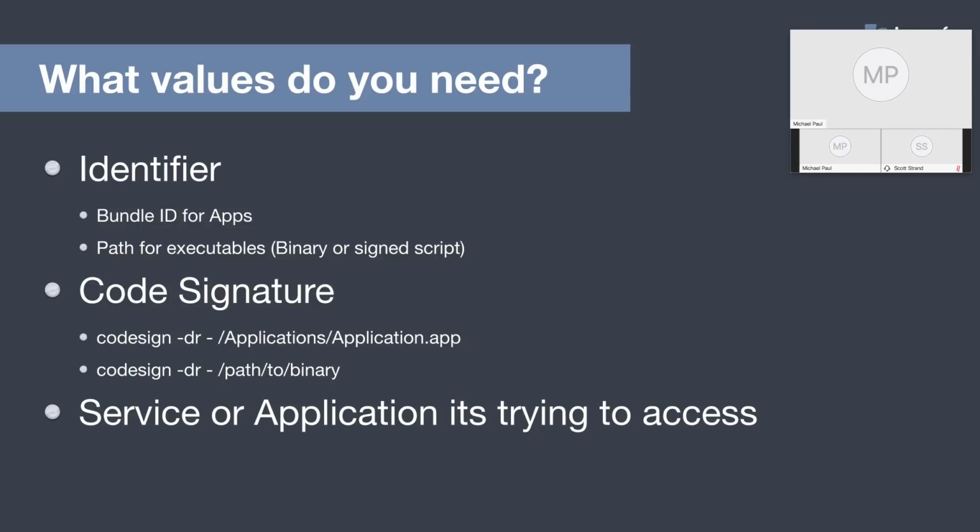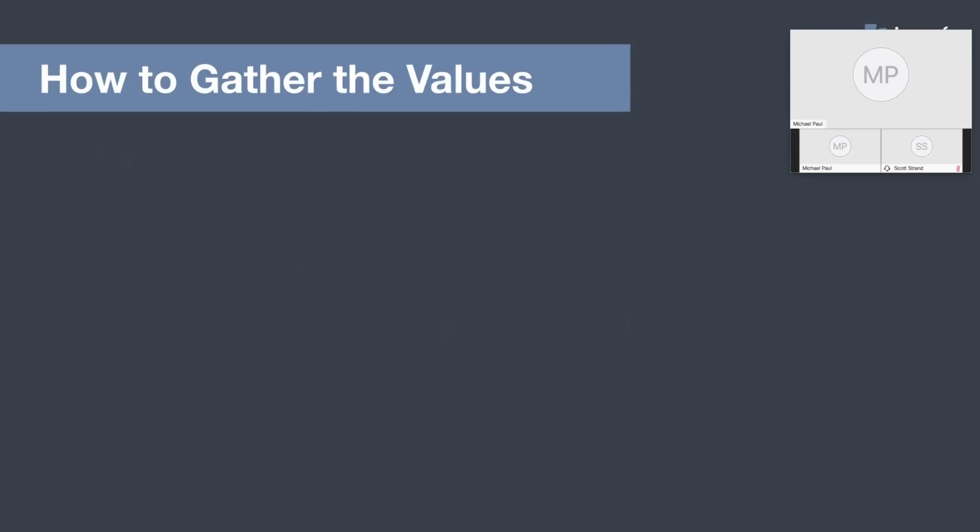Unfortunately, that is a requirement for this to work. So I get the identifier and the code signature of the thing that I am trying to launch, the application I'm trying to use. But I also need to determine what service or application is trying to access. If you remember those pop-ups, I had this app is trying to access this service. Okay, we'll start first with how I get those first two things. How do I get the identifier and the code signature?